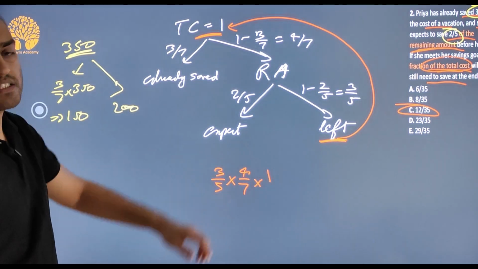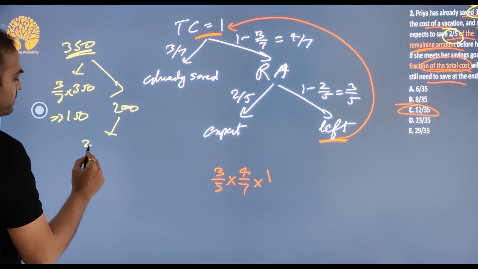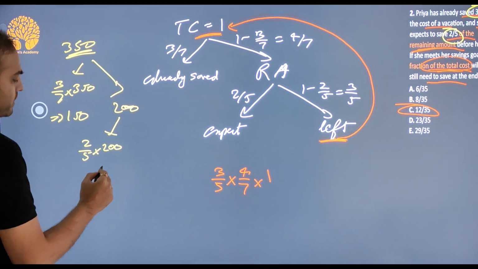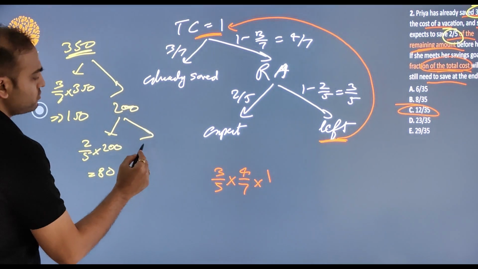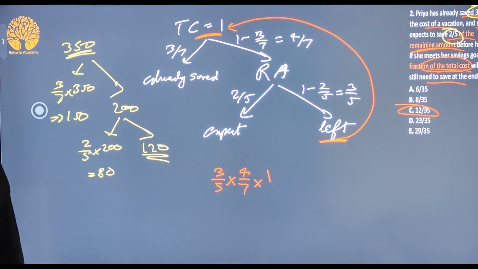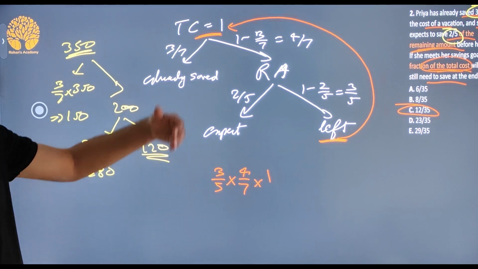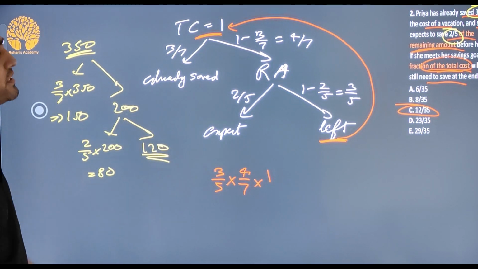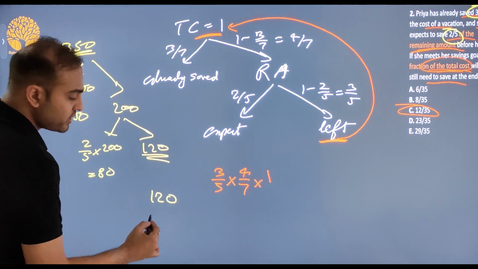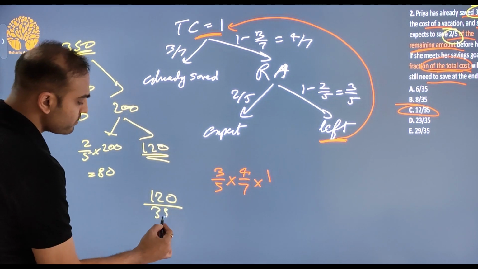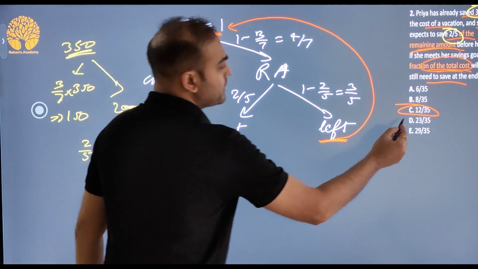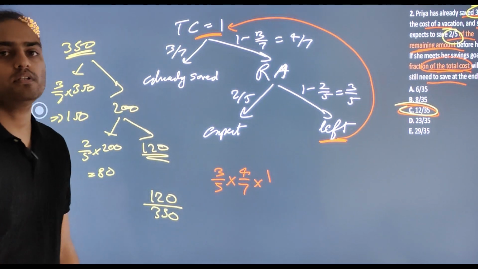Okay. And then she expects to save 2/5 of this. 2/5 of this 200, that's 80. So she will still need 120 more. Now the question is what fraction of the total cost does she still need to save? So she needs to save 120 out of 350. So that is 12 over 35.